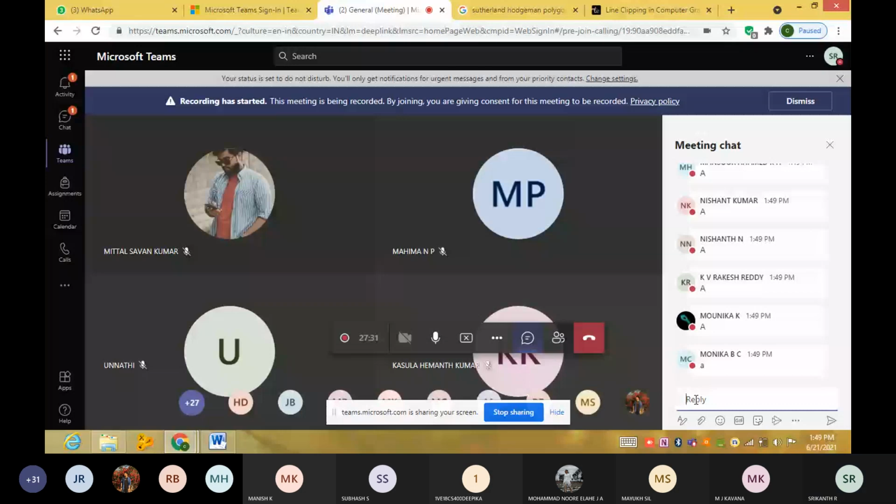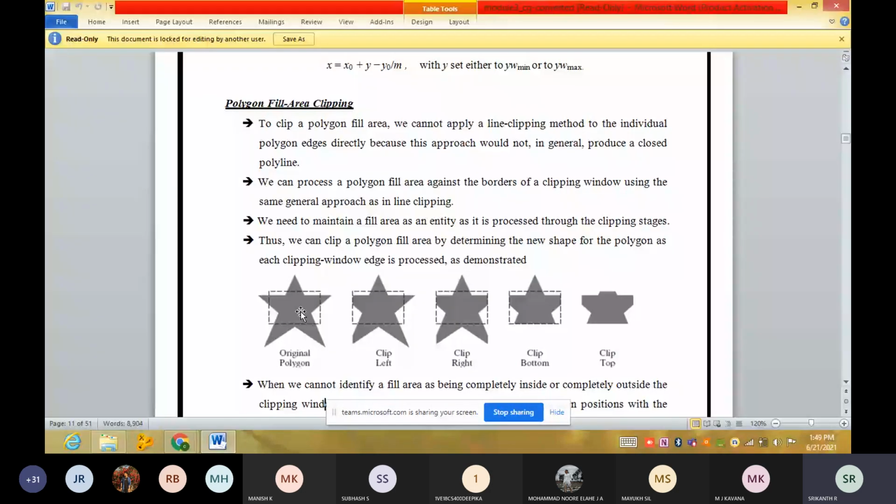Important topic. See, guys. Now, in this original polygon, is the polygon lying inside the window, or lying outside the window, or is some part of the polygon lying inside the window and some part lying outside the window? First case, the polygon is lying inside the window. Second case, the polygon is lying outside the window. Third, some part of the polygon is lying inside, some part is lying outside. Which is correct? Condition 1, 2, 3. 3, sir. Very good. Others?